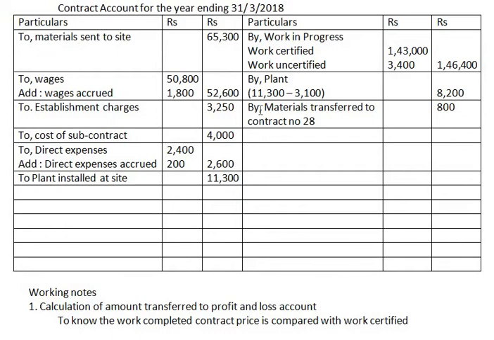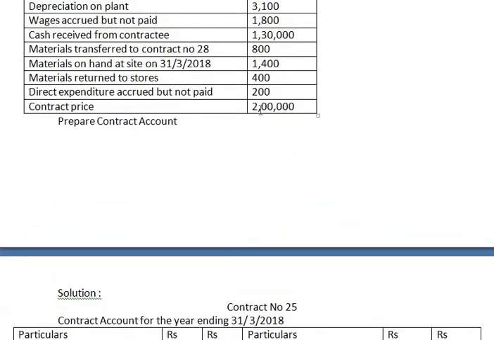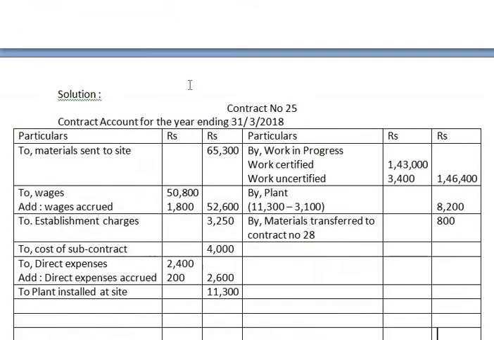Now again go through the problem. Next is materials on hand at site on 31st March 2018. It is nothing but closing materials, we can say. So on the credit side we are going to record it by materials on hand at site.